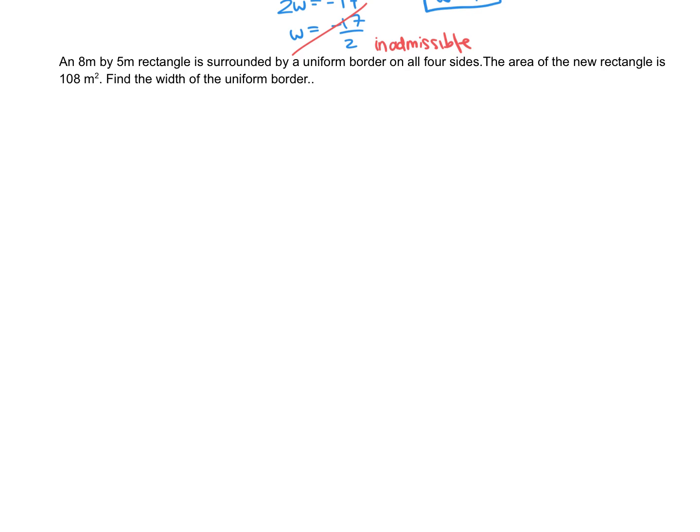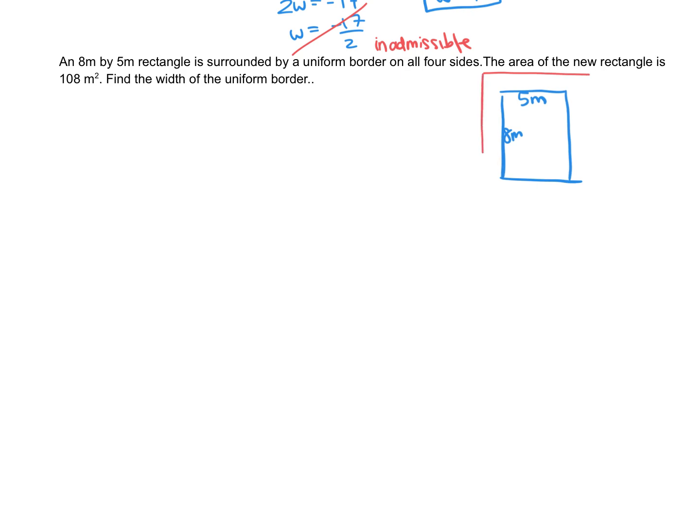An 8 meter by 5 meter rectangle is surrounded by a uniform border on all 4 sides. The area of the new rectangle is 108 meters squared. Find the width of the uniform border. So first thing, I'm going to do a diagram here because it's not just a rectangle and we're given some information about length and width. So we have a rectangle that is 8 meters by 5 meters, and there's a border around this rectangle.